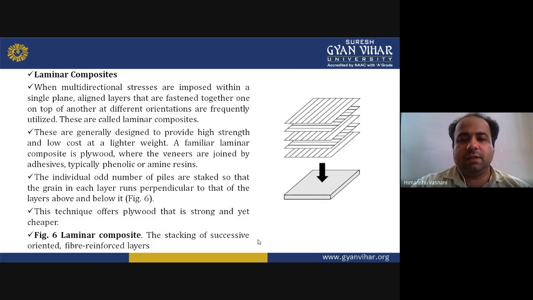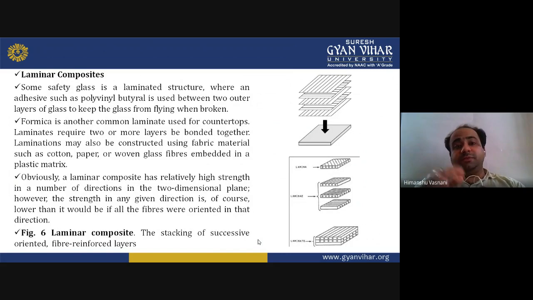Okay, now let's go to the next slide. Some safety glass is a laminated structure wherein an adhesive such as polyvinyl material is used between two layers to keep the glass from flying when broken. Now this is really interesting. When you break the glass, it doesn't get dispersed outside. It remains within the film only. Formica is another common laminate used for countertops. Laminates require two or more layers to be bonded together.